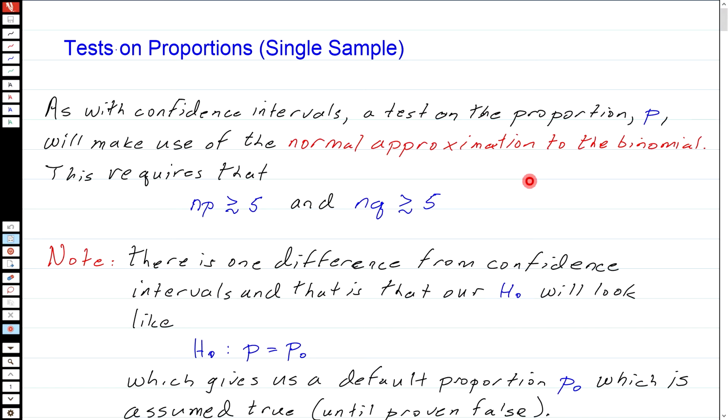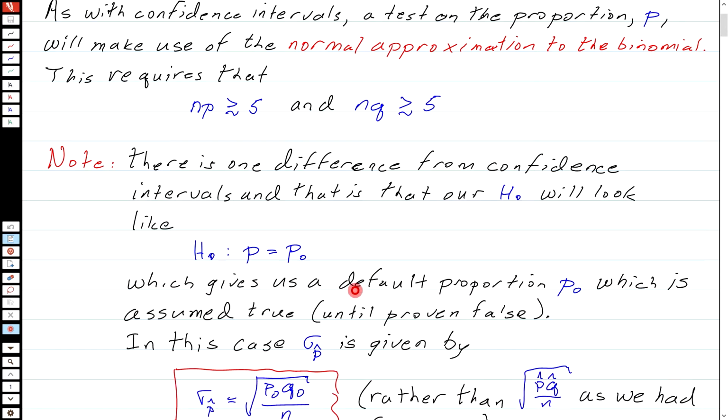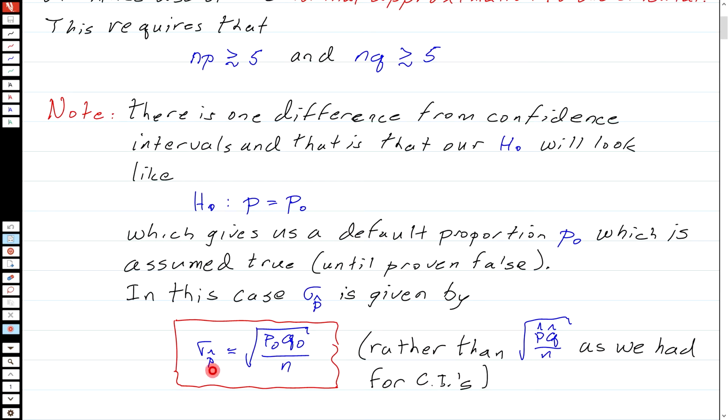Note that there is one difference between confidence intervals and hypothesis tests. We're going to see another difference when we talk about two sample, but right now the difference that comes up with a single sample test on proportions is that our H0 provides us with a default value of probability of success, which we'll call p sub naught, that we assume is true until proven false. So this allows us to compute the standard deviation of p hat, using the assumed true probability of success p naught.